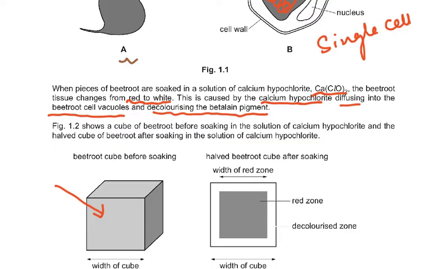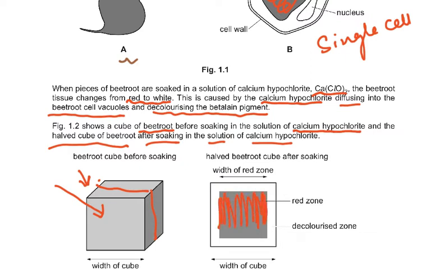Figure 1.2 shows a cube of beetroot. So what they did is they cut a cube out of the beetroot before soaking in the solution of calcium hypochlorite, and then the halved cube of beetroot after soaking. So we've cut it in half, from the center. Beetroot cube before soaking, beetroot cube after soaking, width of the red zone. This is all the red zone.